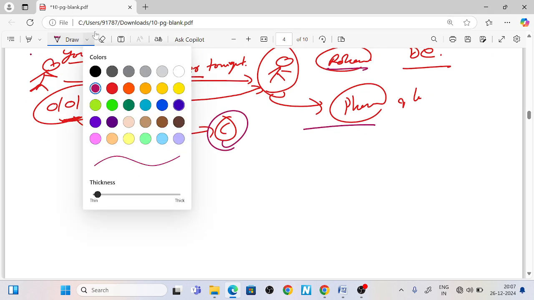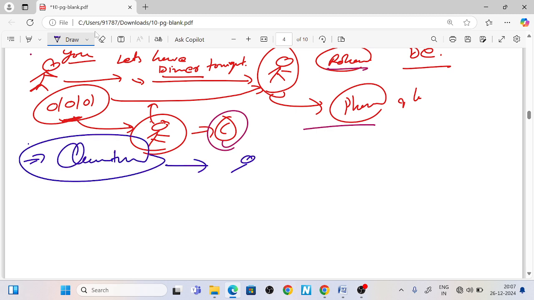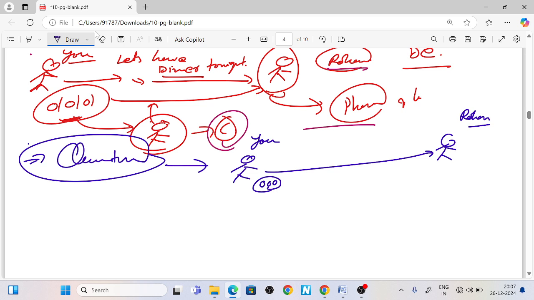But if we talk about quantum communications, in quantum communications this is you, and this is Rohan. Now in quantum communications, you will send the message in photons. Photons are nothing but bundles of light. You will send the message in photons, and it will reach Rohan: let's have a dinner tonight.